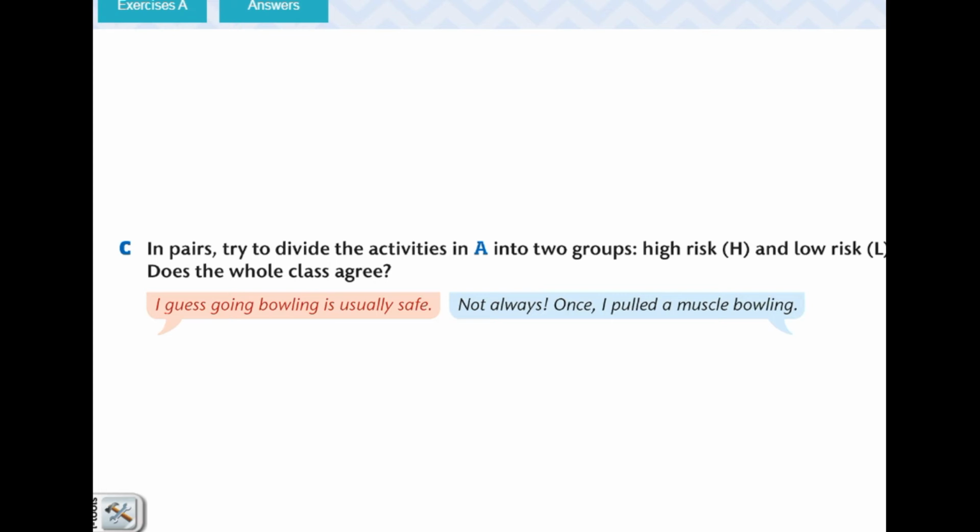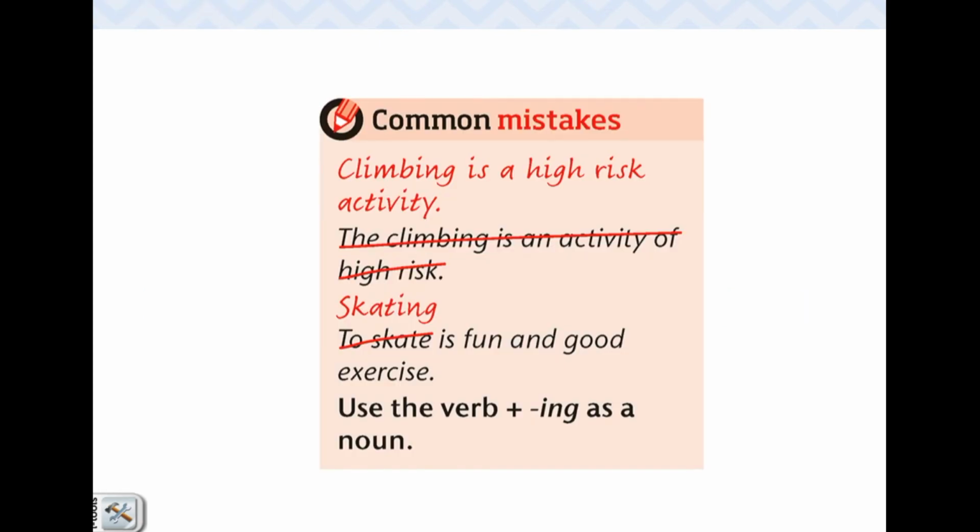Take a look at the example. I guess going bowling is usually safe. Safe means secure. And the person says, not always. Once I pulled a muscle bowling. So you can have a simple, not so serious, but you can have an accident by going bowling, right? So be careful when you practice these activities, right?